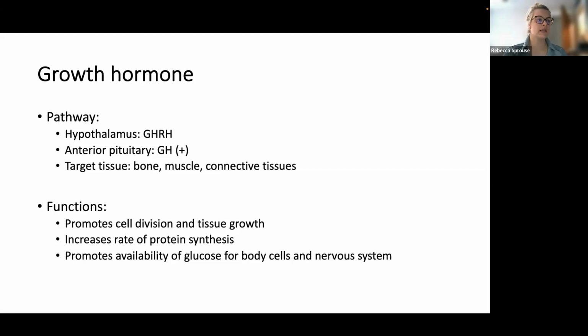So functions of growth hormone: promoting cell division and tissue growth, obviously, right? And with that comes the increased rate of protein synthesis. And then also an interesting function of growth hormone is to promote the availability of glucose. And glucose is really important in cellular function as well as nervous system function in order to give that energy needed to grow. So that's growth hormone's pathway.